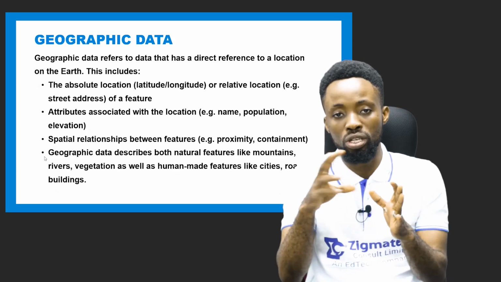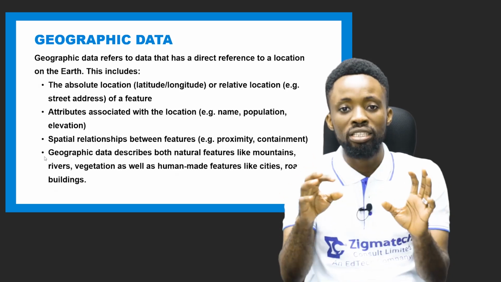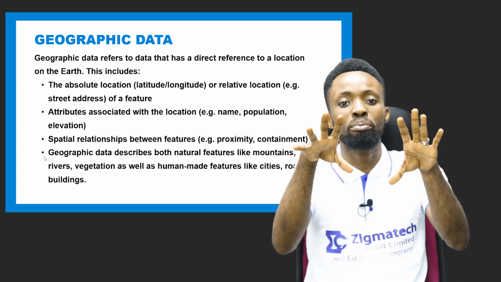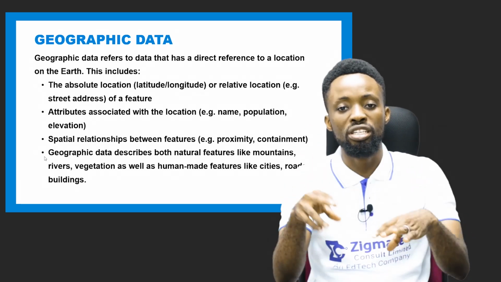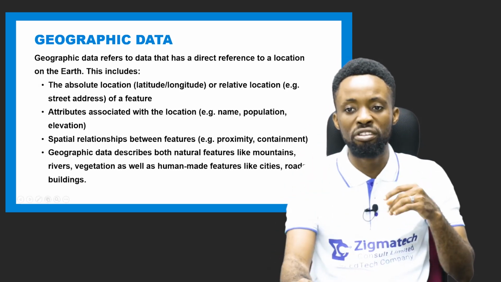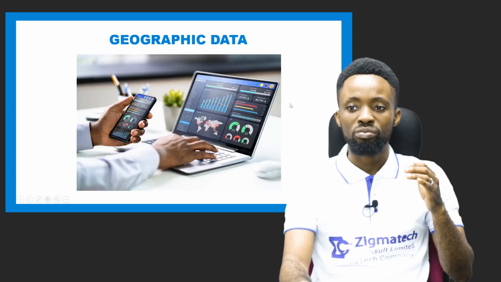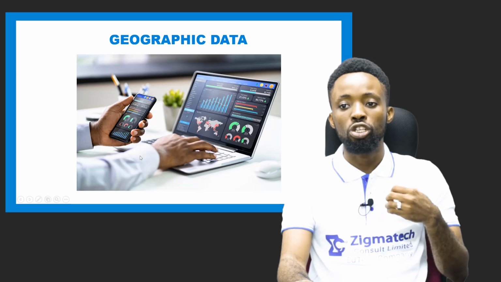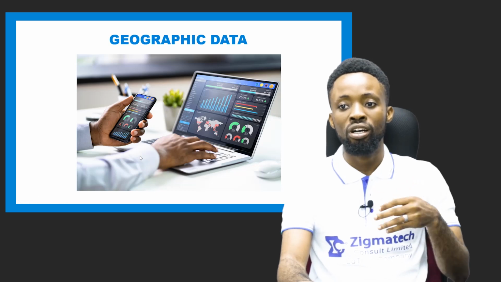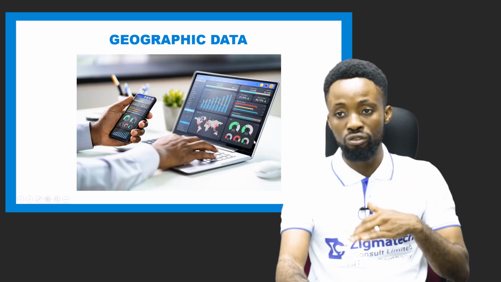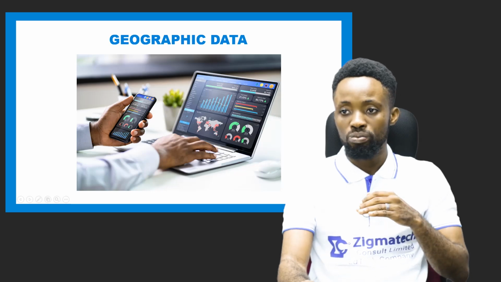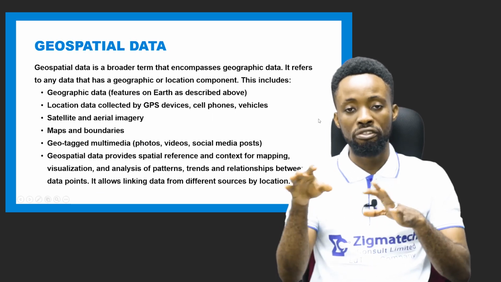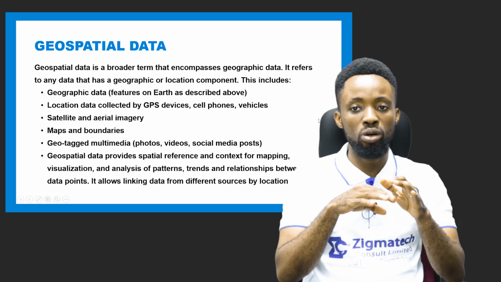So all of that data that has reference to a particular place on the Earth's surface is what we call geographic data. Now, this is an illustration showing someone utilizing this geographic data from the Earth's surface or from the globe. So that analysis is what we call geographic data. Now let's look at geospatial data.